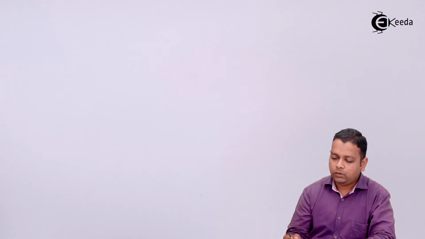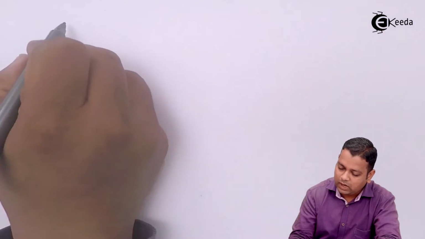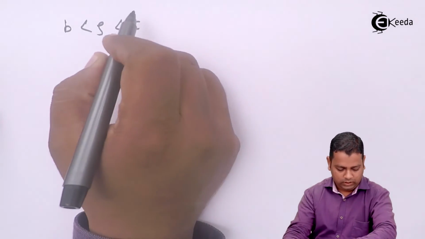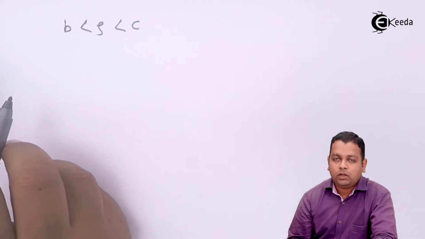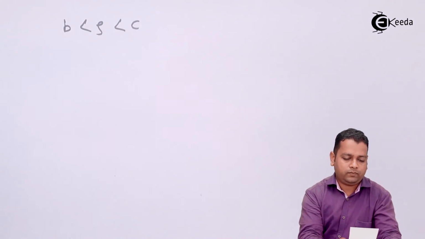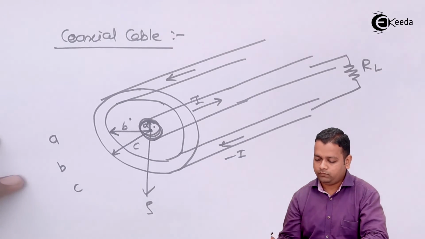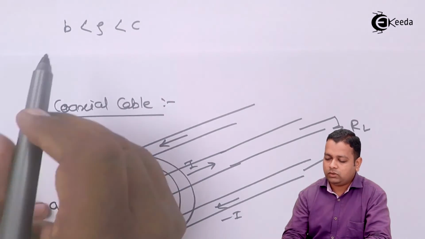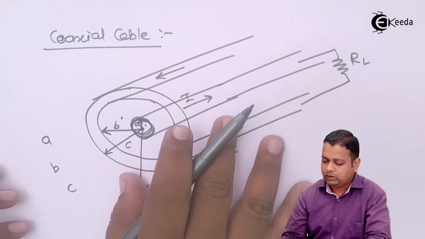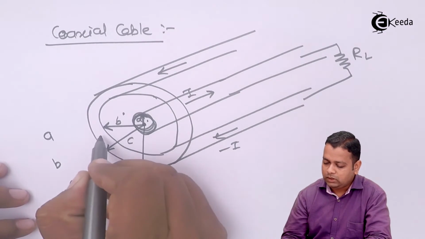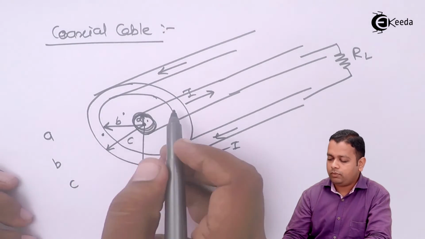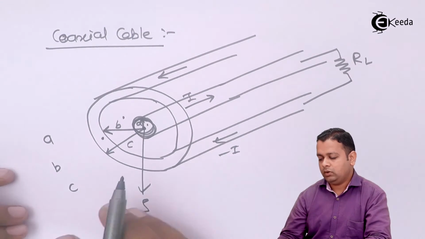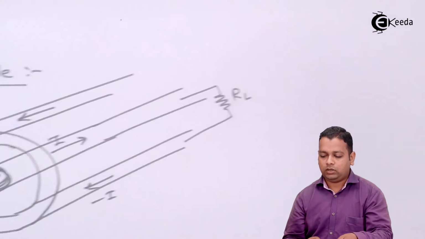Now if the field point position is such that b is less than rho less than c, it means the point P is in the body of the outer conductor. So here again I show you a, b and c. Here we have the condition rho between b and c. In between b and c, it must be in the body of the outer conductor, which has current flowing in the reverse direction with respect to the central conductor.